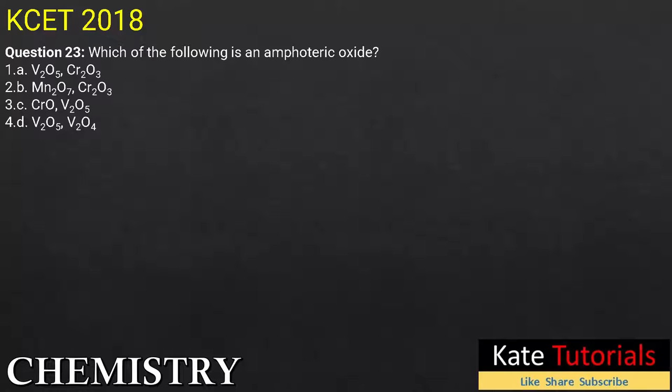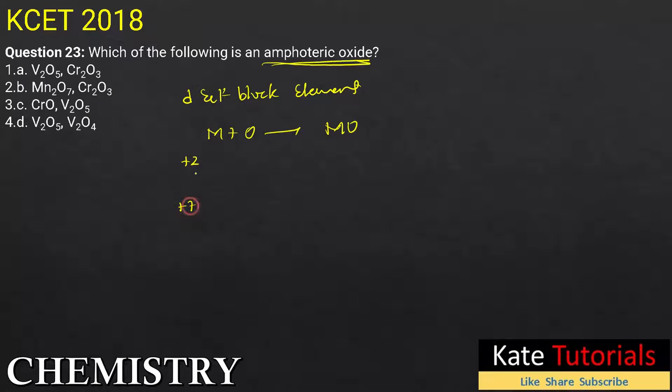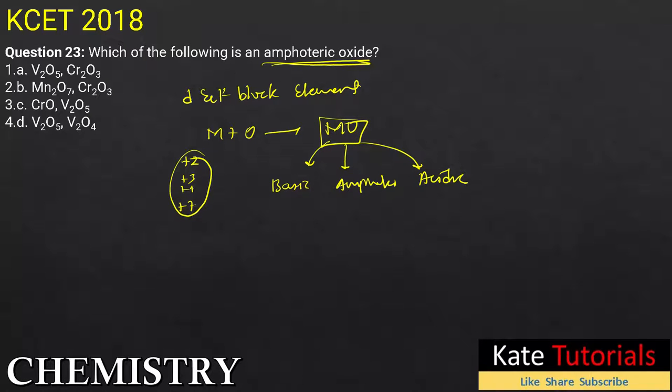23. Which of the following is an amphoteric oxide? This is from the chapter d and f block elements. In that, when you learn about the reaction of metals with oxygen, they form metal oxides of various types, because d block elements show oxidation states from +2 to +7, like +2, +3, +4. Since they have variable oxidation states, they form different metal oxides. Among metal oxides, some are basic, some are amphoteric, and some metal oxides are acidic.